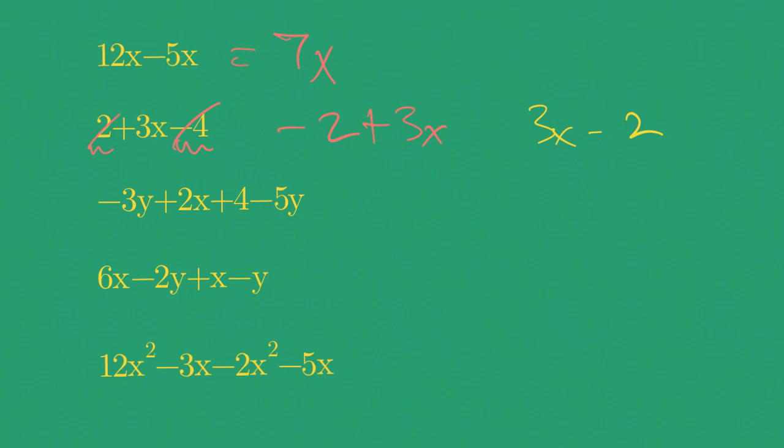Which terms are like? Go. Negative 3y and minus 5y. Okay? Everybody okay with that? Make sure you're picking up the signs. Okay, what is negative 3y minus 5y? Go. Negative 3y minus 5y is negative 8y. Negative 8y.